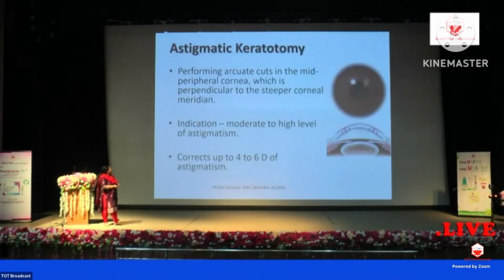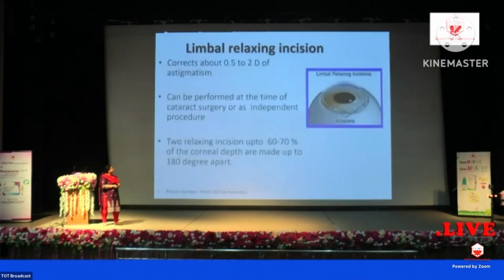Astigmatic keratotomy is performed by doing arcuate cuts in the mid-periphery of the cornea, which is perpendicular to the steeper axis of cornea. It corrects up to 4 to 6 diopters of astigmatism. The limbal relaxing incisions correct 0.5 to 2 diopters of astigmatism. It can be performed independently or during cataract surgeries.